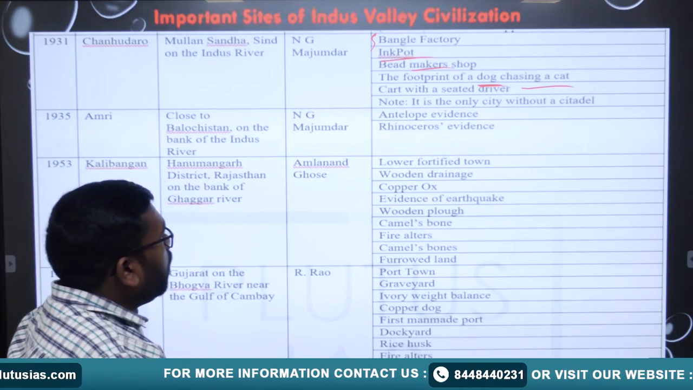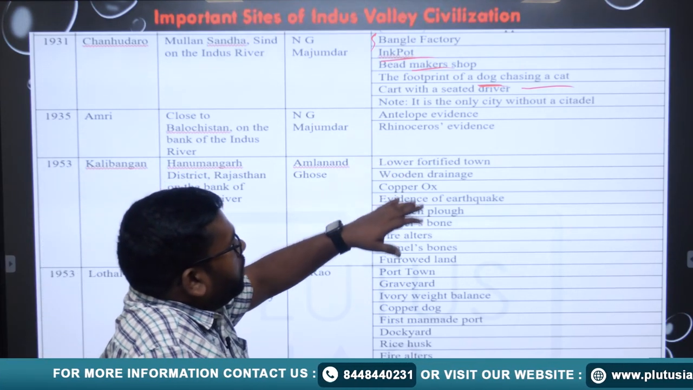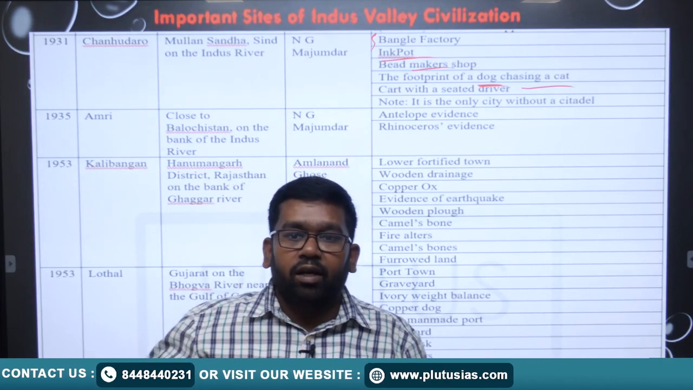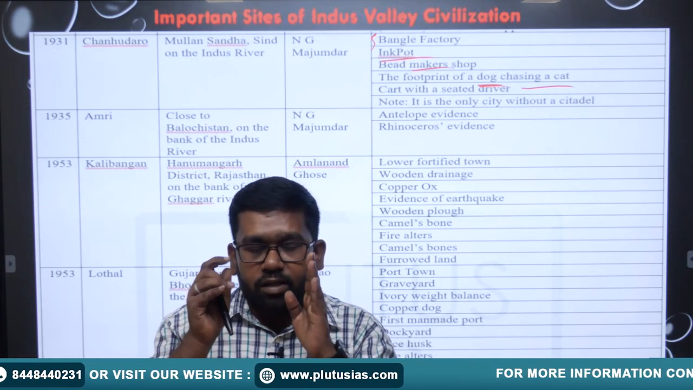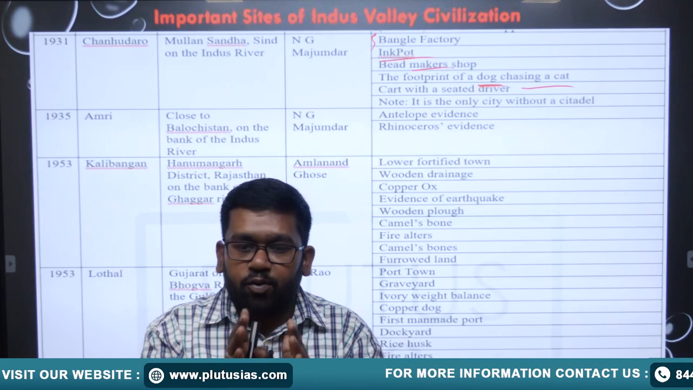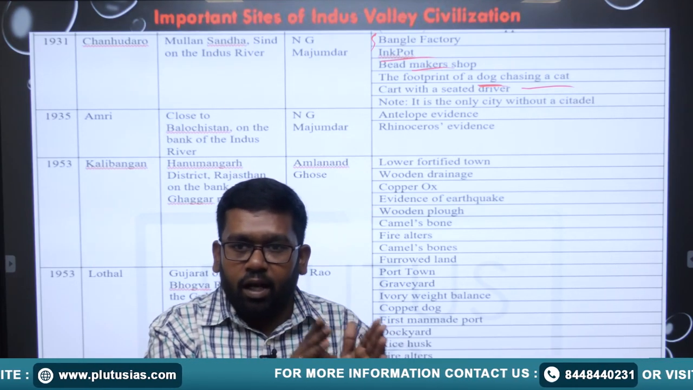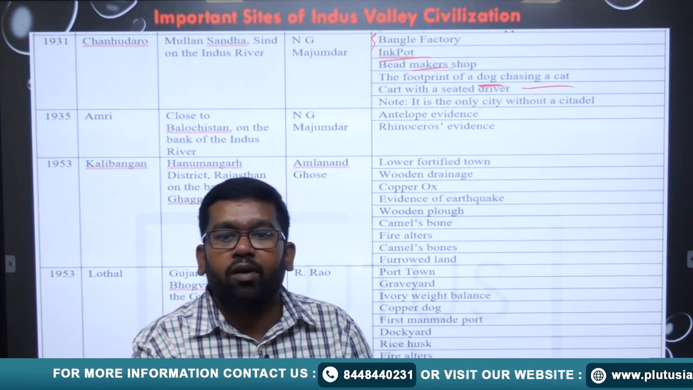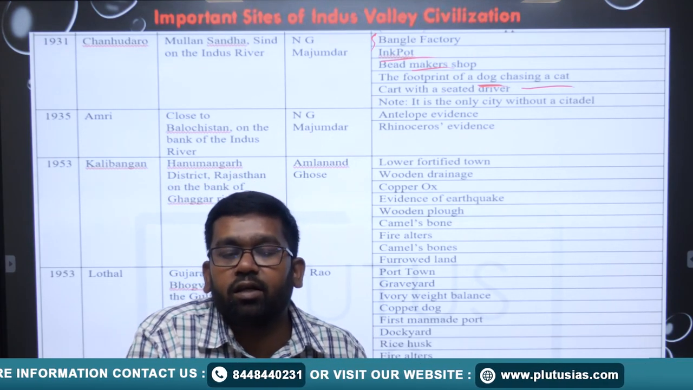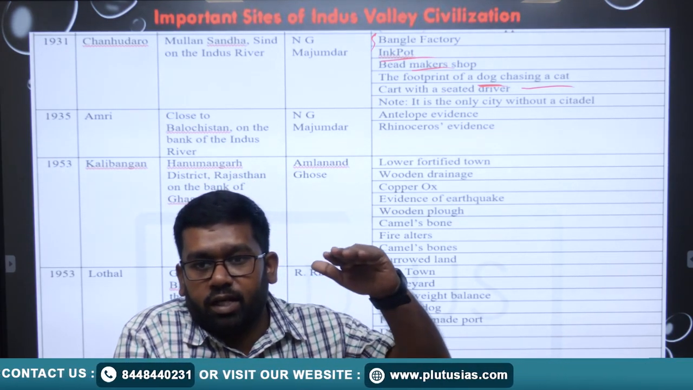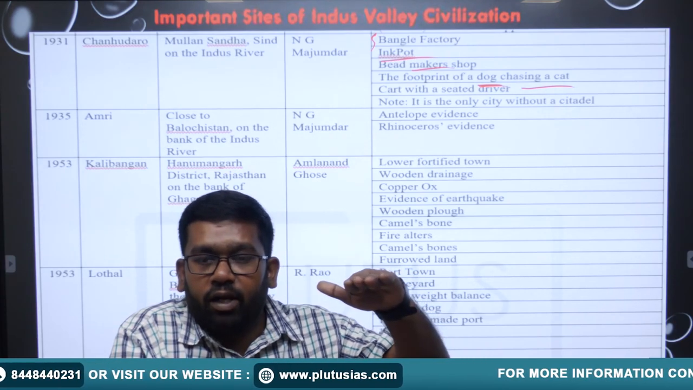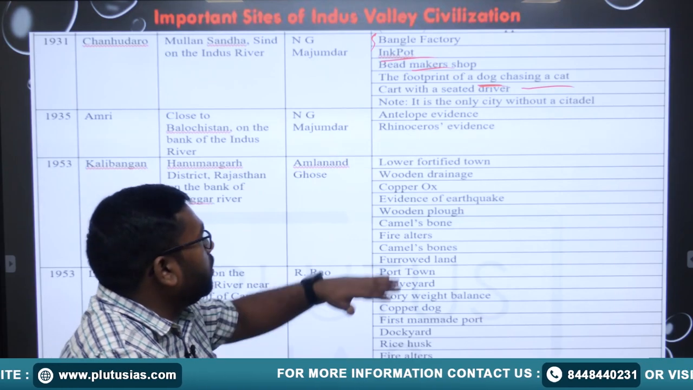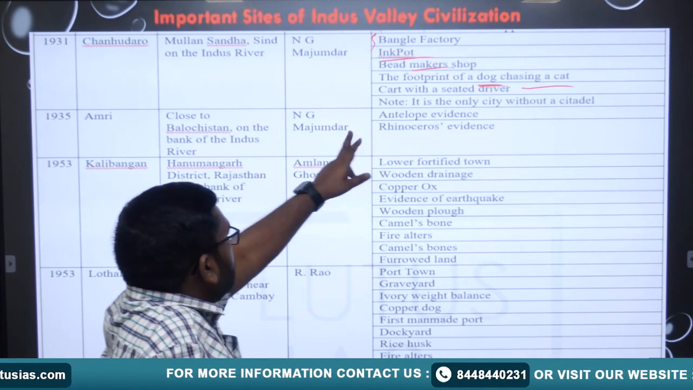We have also found that it is the only city which was without a citadel. We know that there used to be a citadel in all these sites; the city was divided into two important parts. One was the citadel and the other is the lower town. Where the normal people lived is called the lower town, and where the political leaders, merchants, and the rich people used to live was the citadel. Okay, so this is the only site of Indus Valley civilization where there was no citadel. So this is one site.